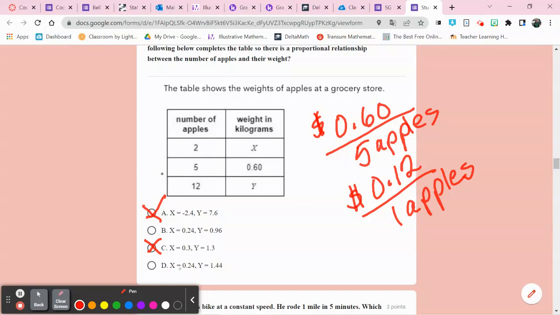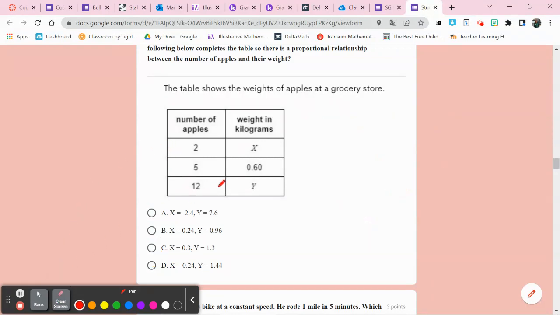So I see that B and D both have 0.24. So now I need to check the next one. How do I find it? Again, we're looking for a second number, so we multiply 12 apples times 0.12, and we find out that 12 apples would cost $1.44. So the only answer it could be is D, $1.44. 24 cents for 2 apples and $1.44 for 12 apples. And now you have your answer. All right.